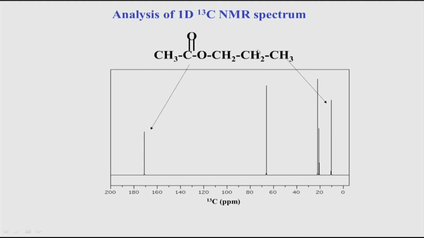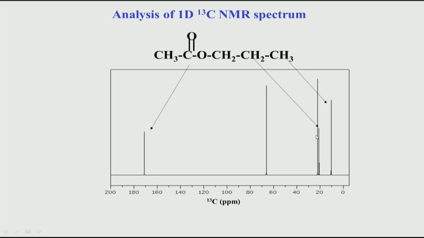So, that means this is more shielded with respect to this, but it is less shielded with respect to this; it is somewhere in between, in the middle. Similarly, this is also close to this. So, therefore, this and this will come very close to each other, and that is what is happening here. So, the smaller peak corresponds to this. Of course, the chemical shift difference is very small.